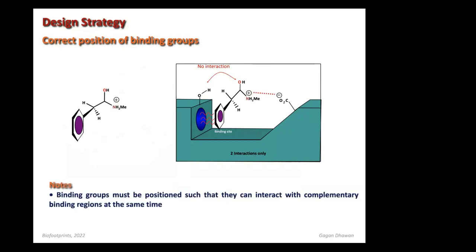So we can say the binding groups must be positioned such that they can interact with the complementary binding regions at the same time. This molecule, because of the free bonds, can rotate and form hydrogen bonding. But if it is forming hydrogen bonding, the ionic interaction is missing, or the hydrophobic interaction is missing, because of the conformational change in the molecule. So you have to see that all three groups must be positioned in such a way that they can interact with the complementary binding groups at the same time.